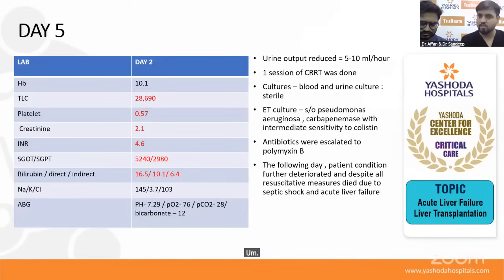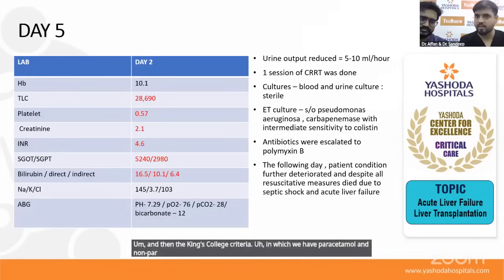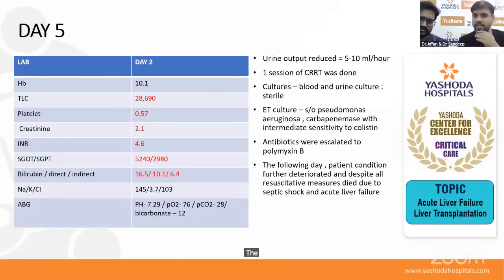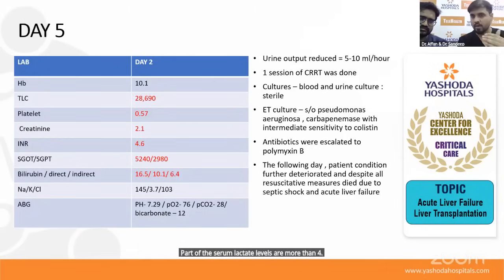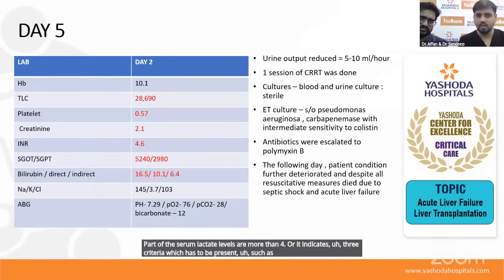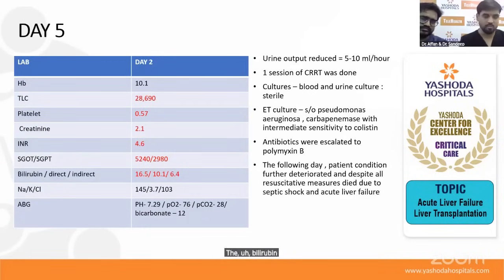And then the King's College criteria, in which we have paracetamol and non-paracetamol based criteria. The paracetamol based criteria indicate the initiation of a liver transplant if the pH is less than 7.3, even if hepatic encephalopathy is not there, or the serum lactate level is more than 4, or if three criteria are present together: INR more than 3.5, creatinine more than 3.4, and grade 3 or grade 4 hepatic encephalopathy.